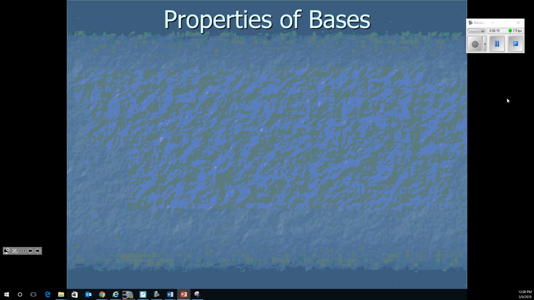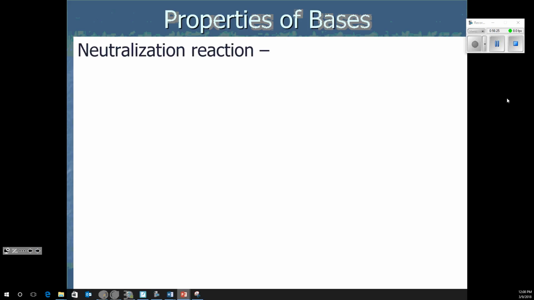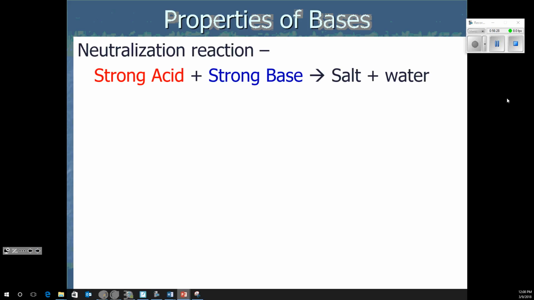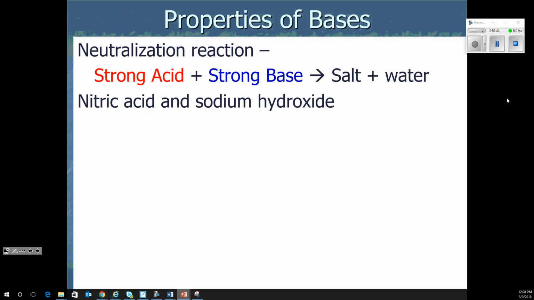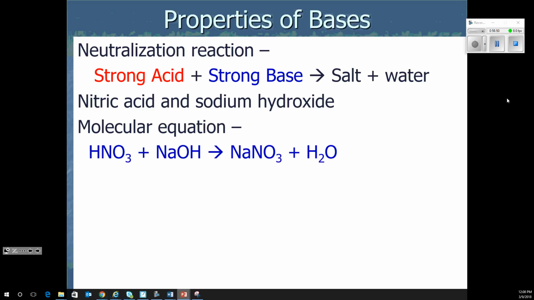Okay, so we're actually going to go into properties of bases now. Bases have some unique properties. In a neutralization reaction, we've got a strong acid plus a strong base gives us salt and water. What type of reaction is that? Whose theory is that in? Arrhenius. Good. That's Arrhenius's theory when we get salt and water. So for instance, with nitric acid and sodium hydroxide, the molecular equation would be this.